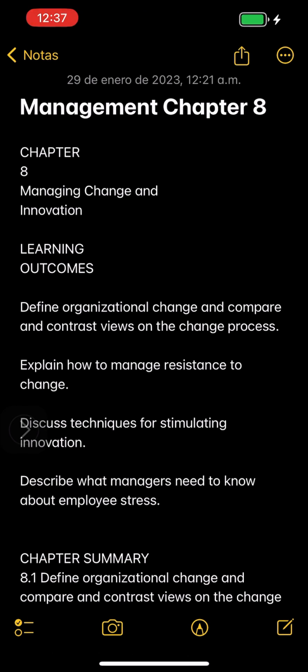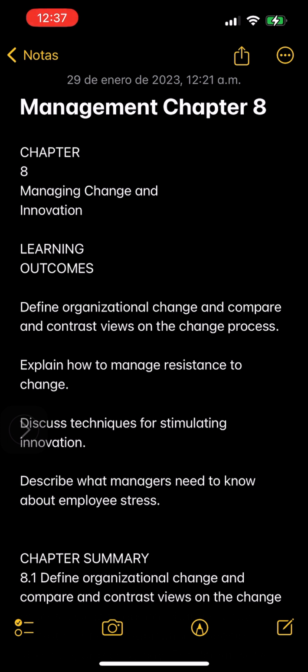Chapter Summary 8.1 Define organizational change and compare and contrast views on the change process. Organizational change is any alteration of an organization's people, structure, or technology. The calm waters metaphor of change suggests that change is an occasional disruption in the normal flow of events, and can be planned and managed as it happens, using Lewin's three-step change process: unfreezing, changing, and freezing. The Whitewater Rapids view of change suggests that change is ongoing and managing it is a continual process.